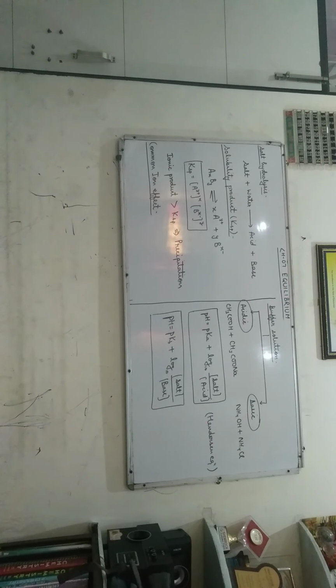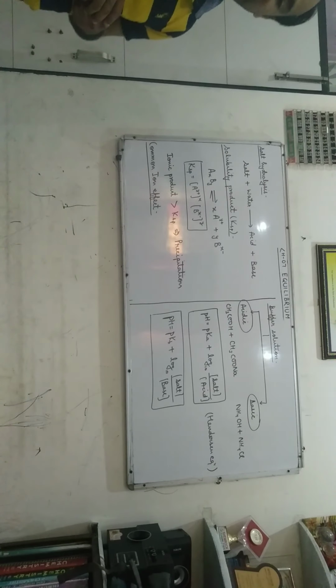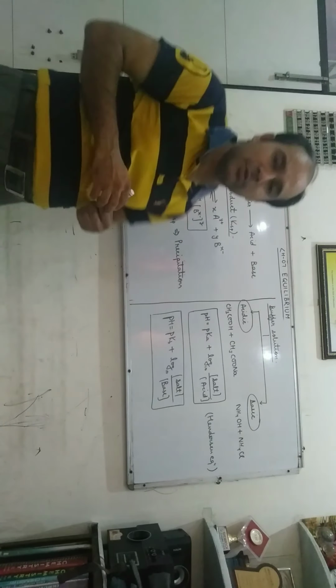Here one thing must be noted, student. Degree of dissociation may be calculated with the help of the formula number of moles dissociated by the total number of moles.